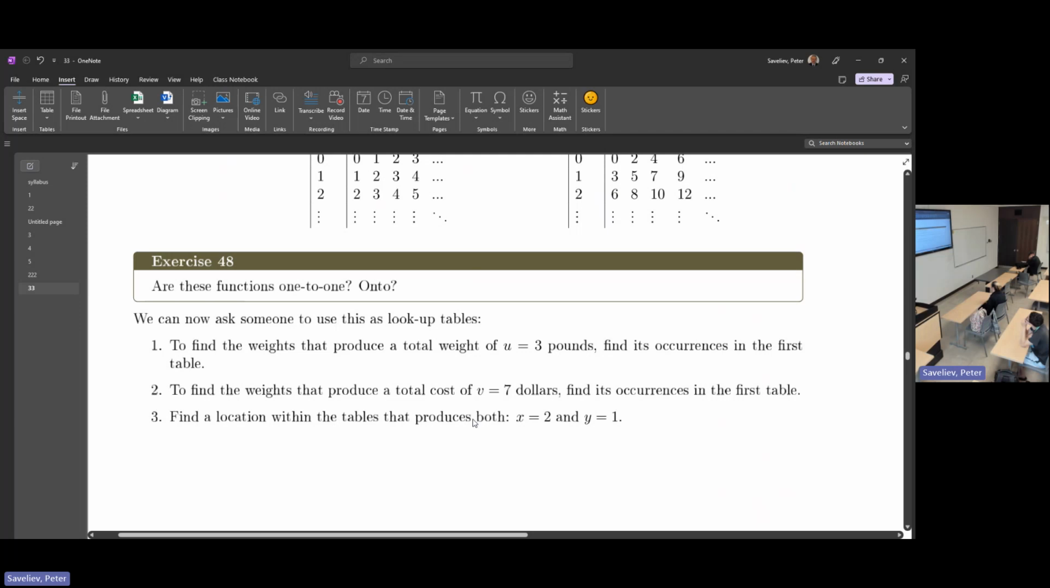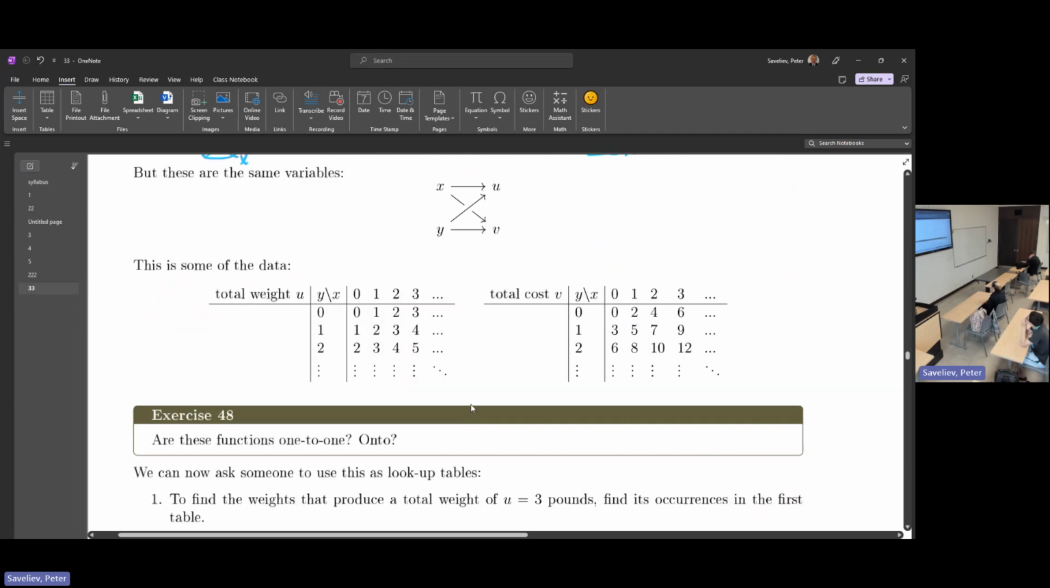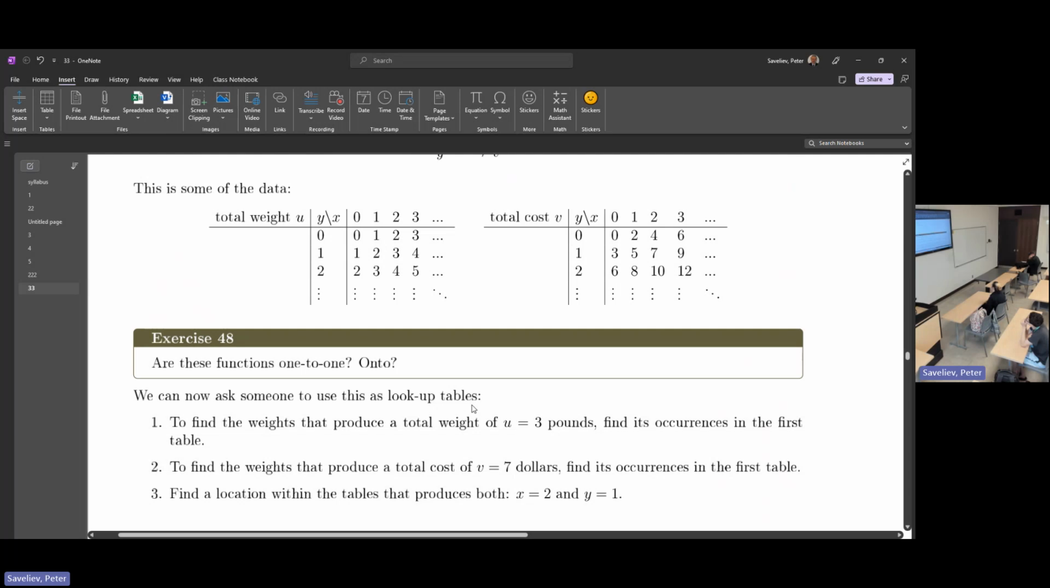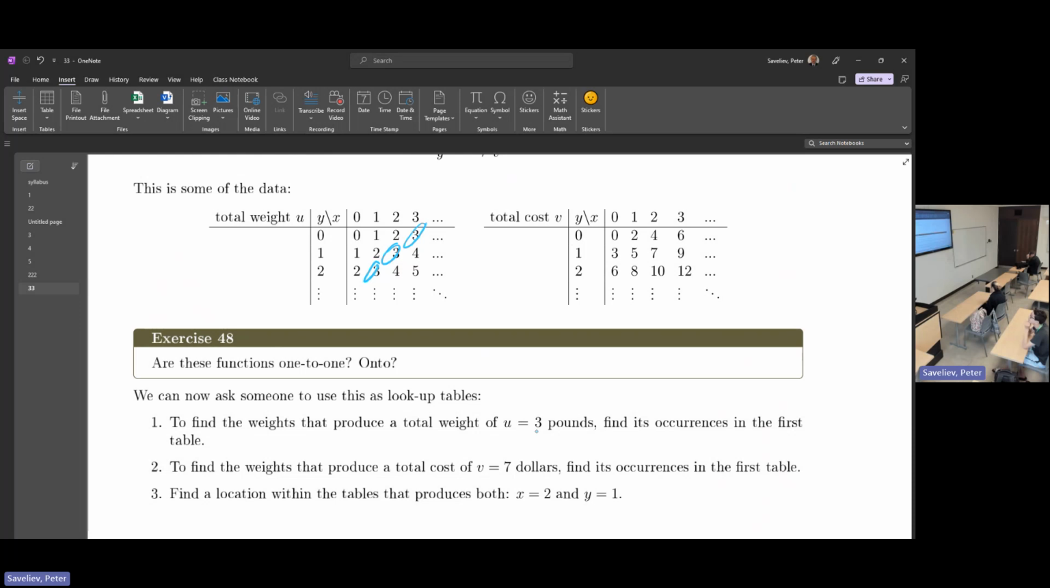But before, let's take another look. If we were to solve our problem with the data that we have, to find the weights that produce a total weight of 3 pounds, what do we do? We find 3 pounds on the table right here. So this is the weight on the left. Each 3 is found in the table, and then each point will have a combination of weights: 2, 1, 3, 0, 2, 2. I'm sorry, 1, 2, and so on. Each of them can be found by lookup procedure.